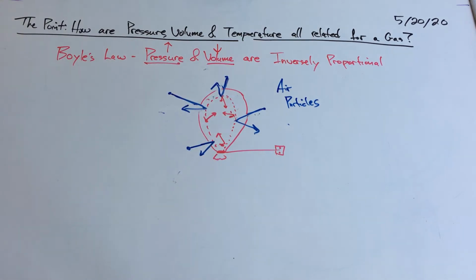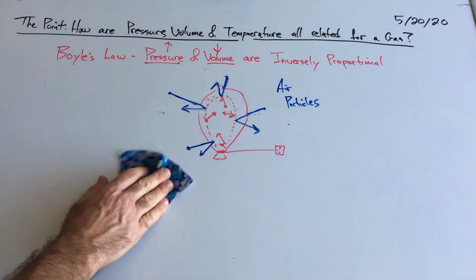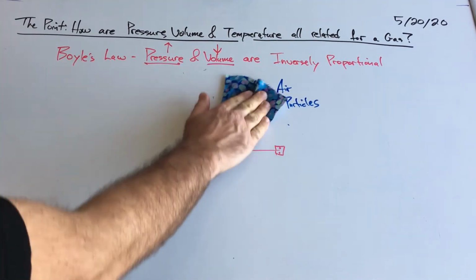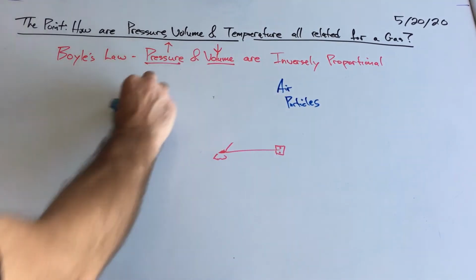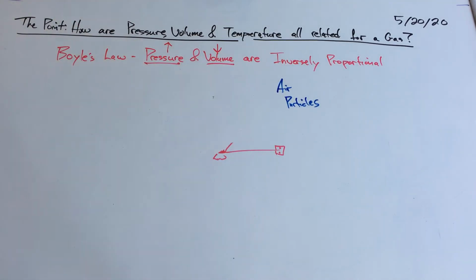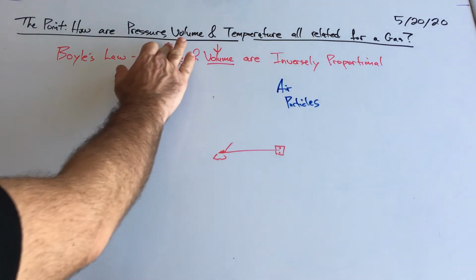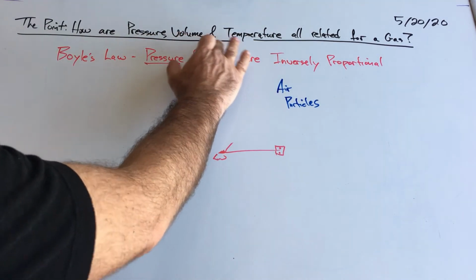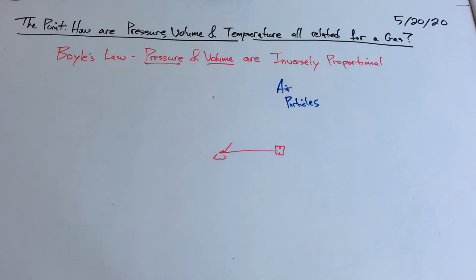Okay, that sounds well and good. What about the other direction? I 100% believe now that if I increase the pressure, if I bang harder against the balloon, it will shrink. But what if I go the other way? What if I lower the pressure?